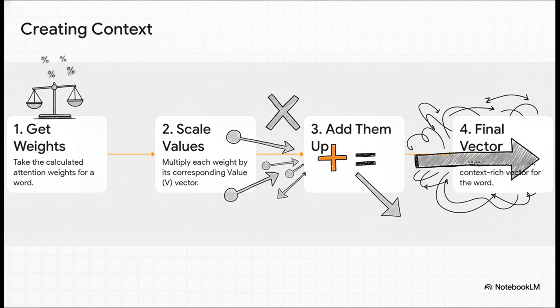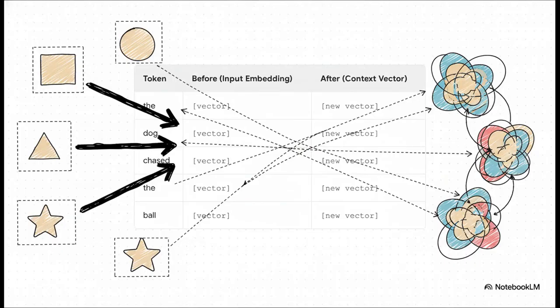What you get at the end is a brand new vector for the word ball, but this one is now deeply aware of its surroundings. It's packed with context, which is exactly what we wanted all along. And this chart really hammers home the power of this whole process. We started with these generic, isolated input vectors that didn't know anything about their neighbors. And now we end with a full set of new vectors where each and every one has absorbed relevant information from the entire sentence. They're now context-rich.